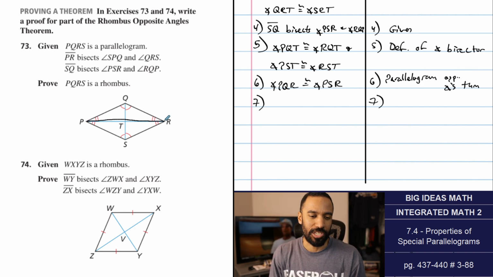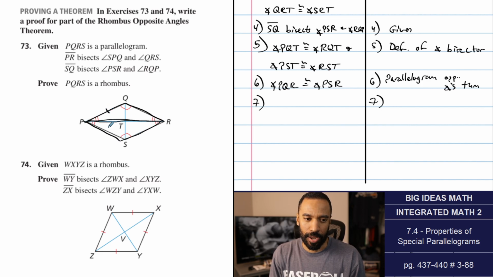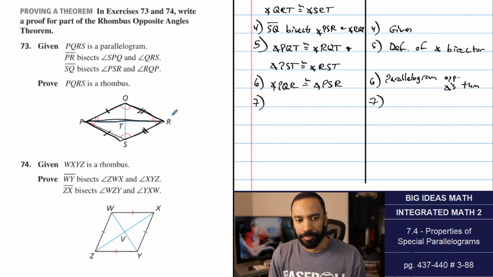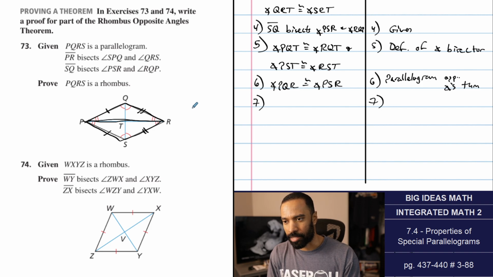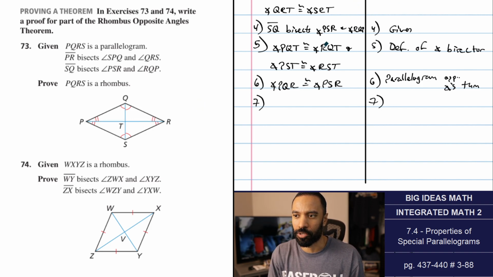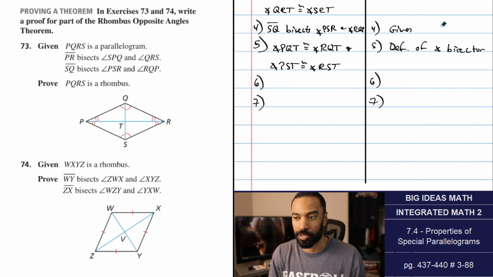Basically, I need a CPCTC thing, right? If I say this triangle is congruent to this one, then however I name the triangle, I can say that this is congruent to that, and that's congruent to that by CPCTC. And then I can say opposite sides of a parallelogram are congruent. I guess I don't need that.